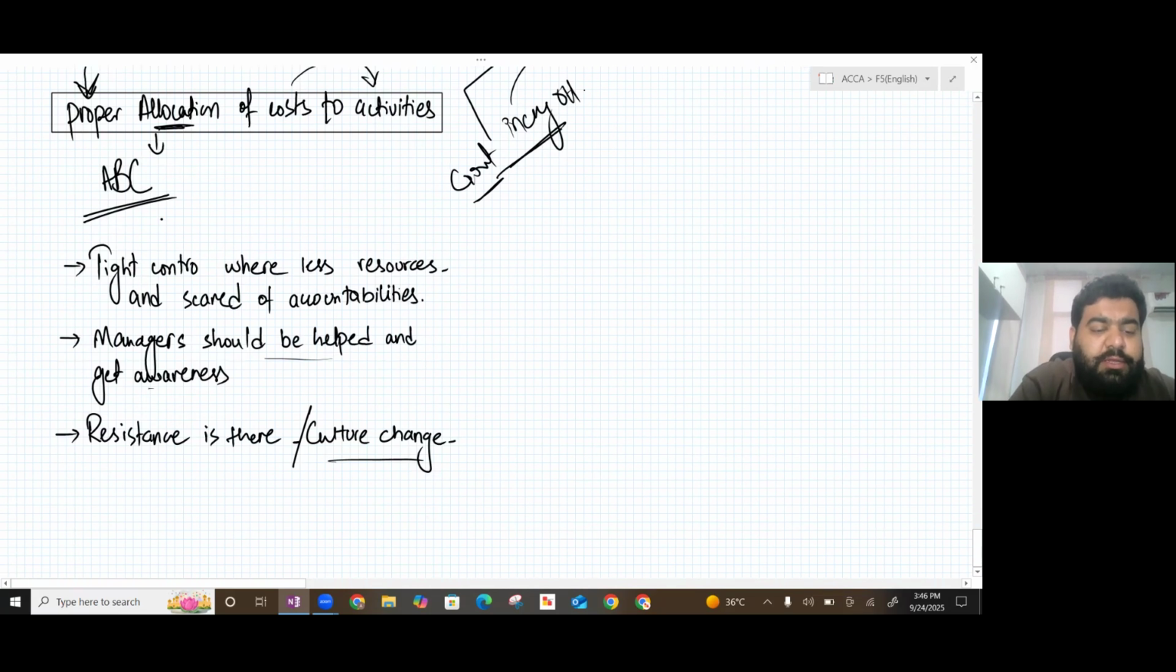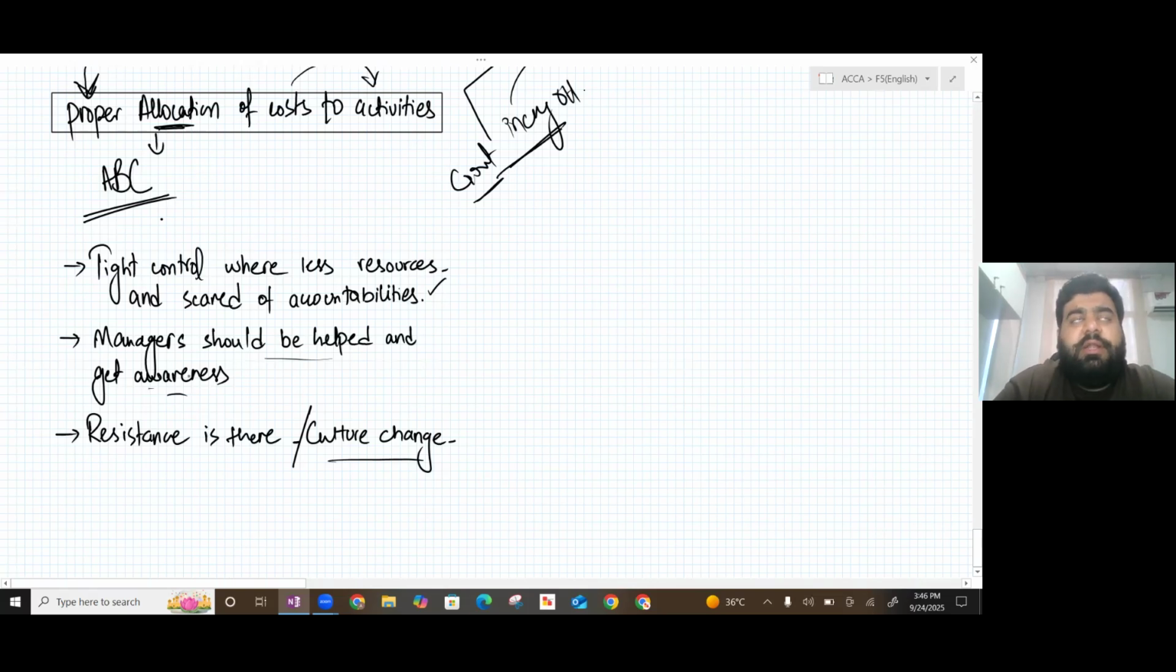Like this is written, tight control where there are fewer resources and fear of accountability. Obviously, if you want to implement proper tight control where there is less money and fewer resources, ABC is very good. Why is ABC good? Obviously, ABC focuses on proper activities and the overheads that are incurred due to those activities.